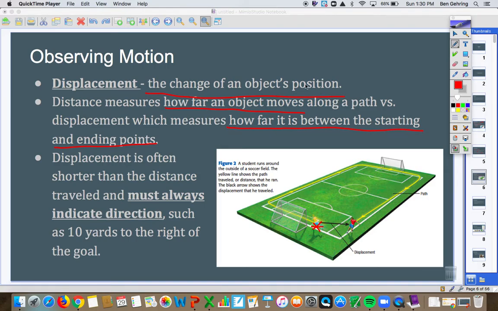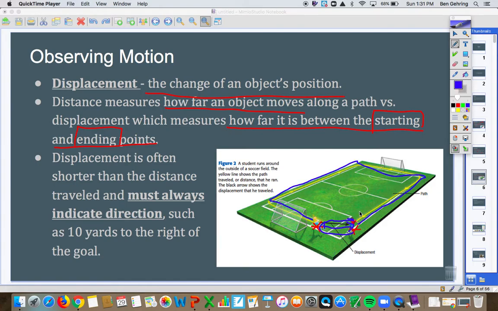Your displacement is how far it goes from your starting point to your ending point. So I started where I put this first mark and I ended here. They ended here. So my displacement is going to be this distance from A to B. This little bit's going to be my displacement. This whole path over here, all of this is going to be my distance.